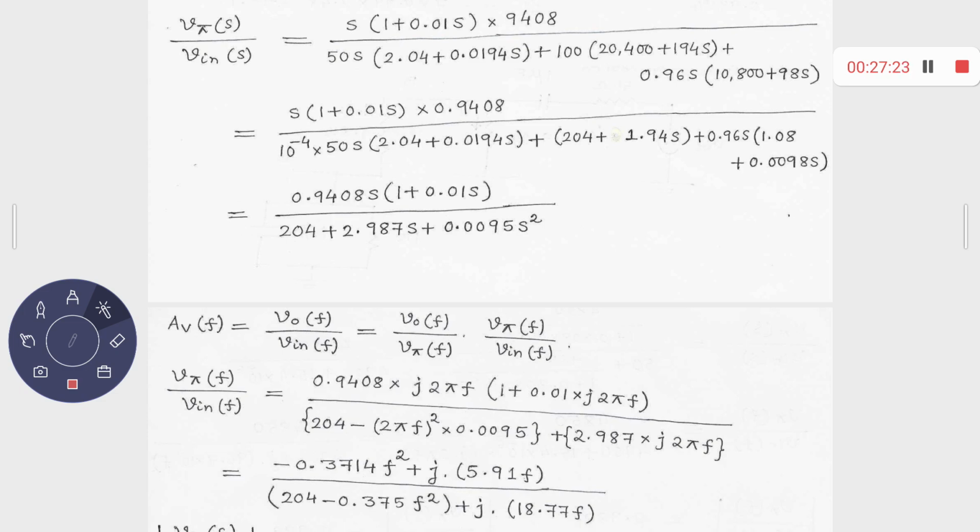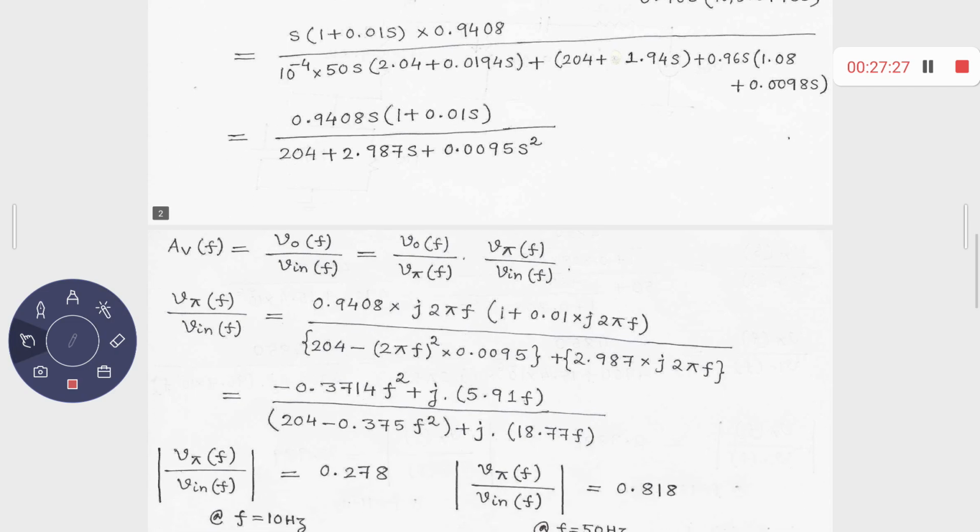That I've told you. Anyway, so ultimately what you are getting is this one minus this much minus 0.3714 f square plus j into 5.91 f divided by this thing. So this is the real part, this is the imaginary part: A plus jB divided by C plus jD, like this. Once you do this, that means your work is 70% done.